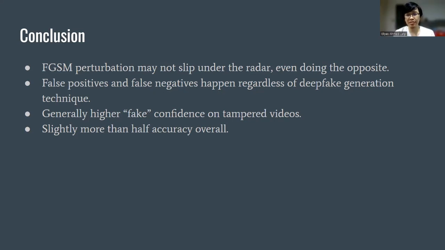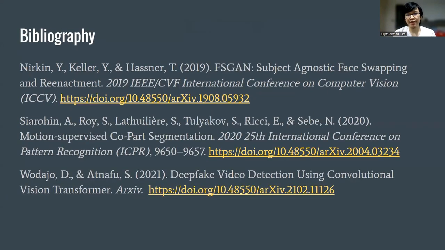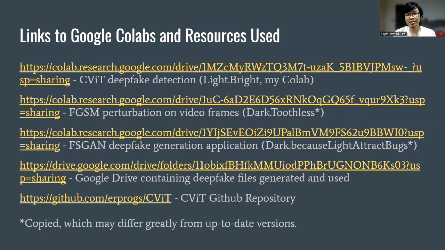I'd like to point you to several resources, including the papers I've taken from, and the links to several Google Colabs and resources I've used. I'd like to give a special shout out to Duck.Toothless and Duck.BecauseLike_Attract_Bugs for their implementations of FGSM and FSGAN respectively. Without their implementations, without their work, I wouldn't be able to use CViT against those methods to see how CViT fares. Do take note that their Google Colabs are actually my own copies of their Google Colabs, and because the copies were made at a certain point in time, they may differ greatly from their actual up-to-date versions.